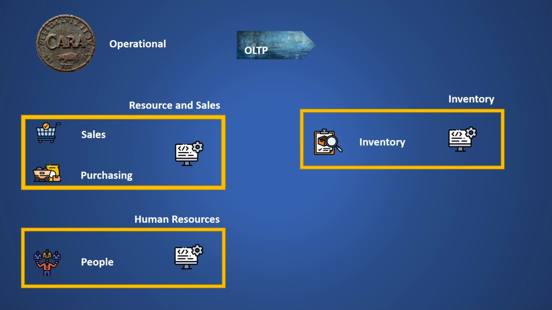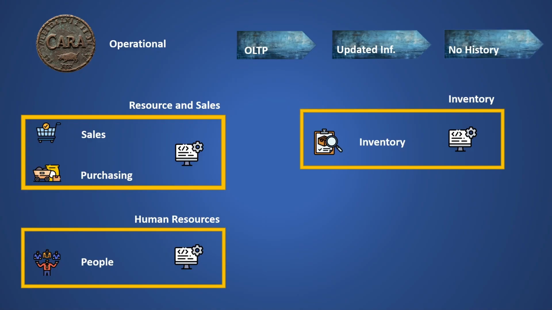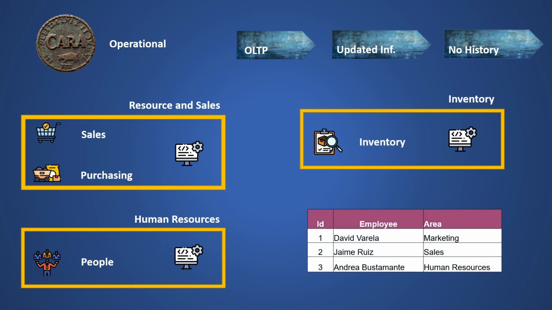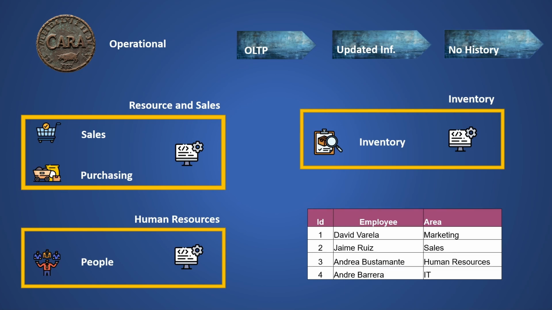Therefore, the systems used on the operational side of the business are more focused on keeping only the most up to date information. They do not worry about maintaining history of every time someone has changed their phone number or all the positions an employee has held. Let's take an HR system as an example using this table. Every time that we hire a new employee, a new record will be added. In this case, it will be record number 4 with the name Andre Barrera.